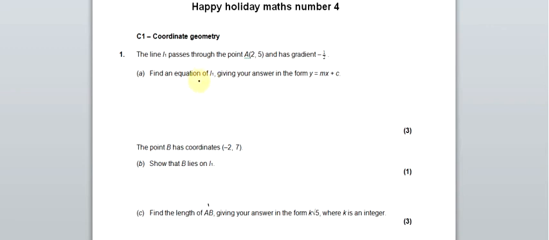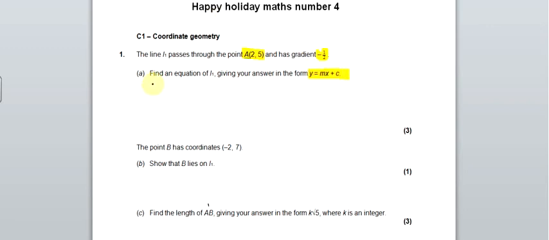Welcome to the answers to holiday maths number 4. So we're going to do a bit of coordinate geometry. We're told that a line passes through the point (2, 5) and has the gradient minus a half. We're going to find an equation of the line, giving our answer in the form y equals mx plus c.